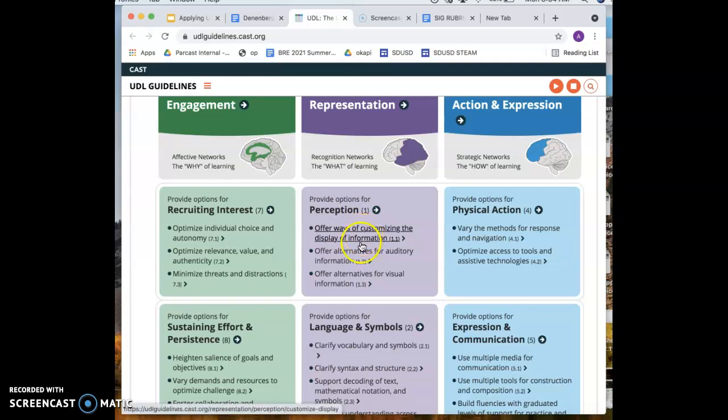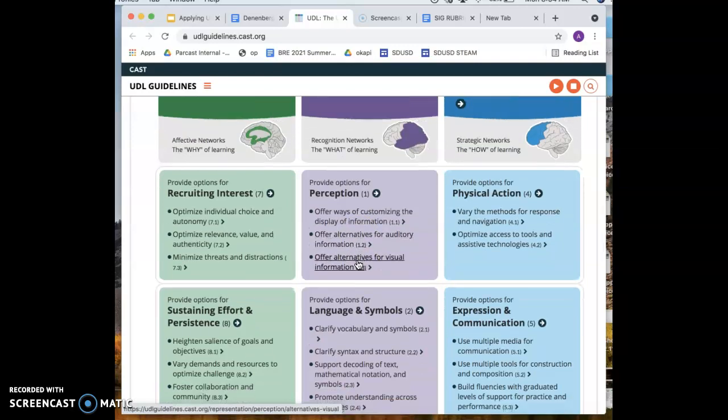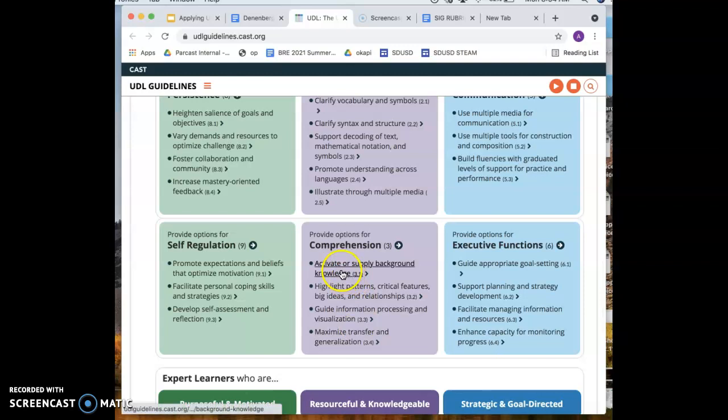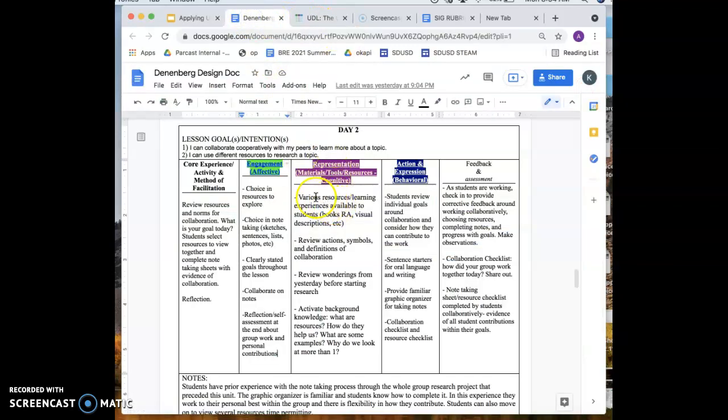Looking back to consider the cognitive needs, multiple means of representation, offering customizing display of information, alternatives for auditory and visual, clarifying vocabulary, activating background knowledge. Let's take a look back at day 2. So various resources will be available. Students will have the option to look at videos with transcripts and captions. There will be books that they can read or have read aloud, graphs that can be described, or charts. All of that is available so students can work within various representations of the information.